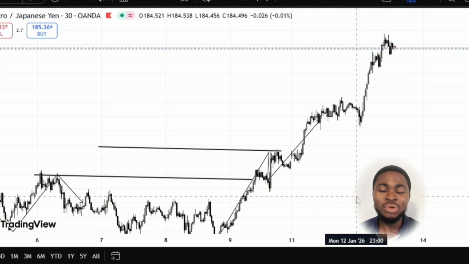Change of character are most valid when it is in line with the fundamentals. Now you could ask me, what are fundamentals? Fundamentals are news events that affect the valuation of price.